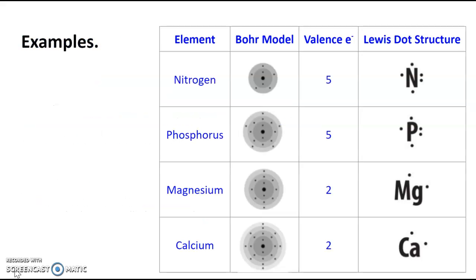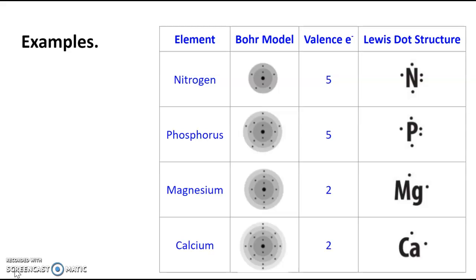So here's a couple of examples. We have nitrogen, phosphorus, magnesium, and calcium. And I've put in their Bohr models. And so we want to just be looking at the outermost gray stripe for each of these circles to find out how many valence electrons each has. And the little dots are, of course, the electrons.